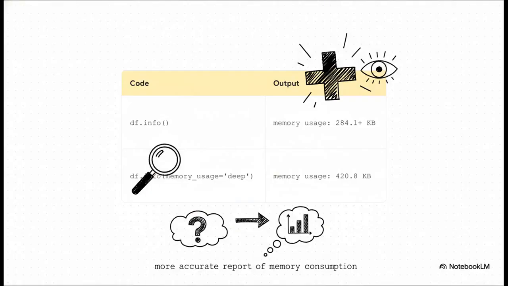Now, here's a pro tip that a lot of people miss. See that little plus sign in the default output? That's Pandas telling you it hasn't fully calculated the memory used by text columns. But if you pass in memory_usage='deep', you force it to do a full calculation, giving you a much more accurate picture of how much memory your DataFrame is actually eating up.